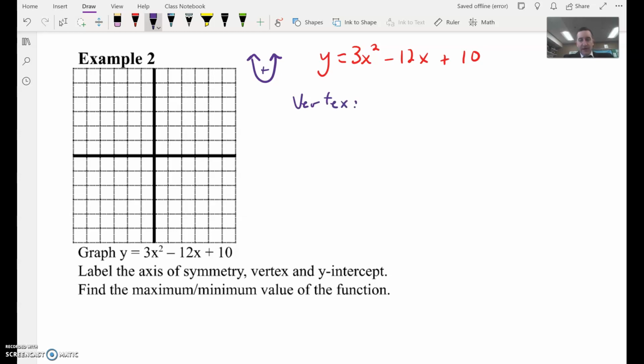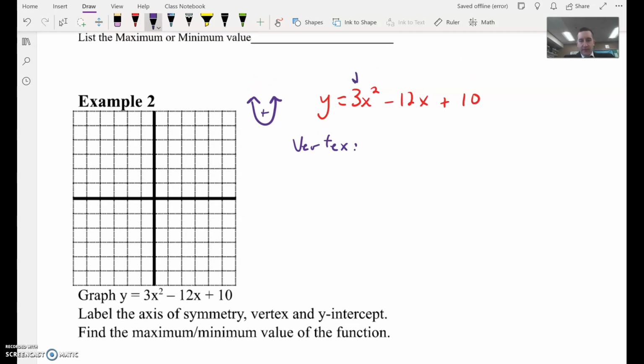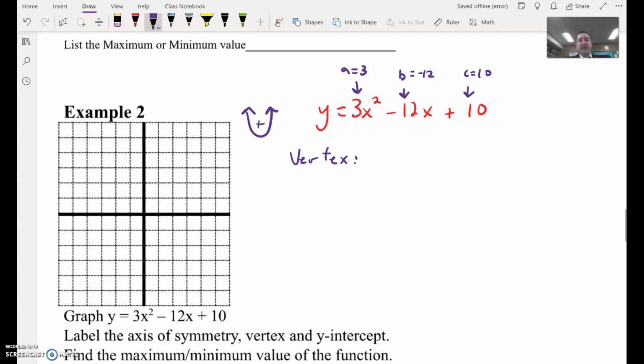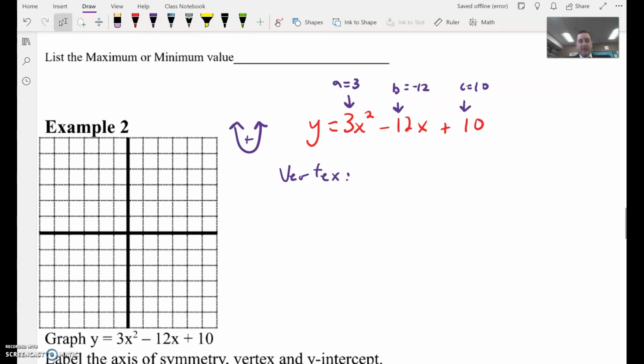So how do we find it? We do the B. Oh, let's label. I told you to label. A is 3. B is negative 12. C is 10. Okay, we label that so that now, look how easy this is.